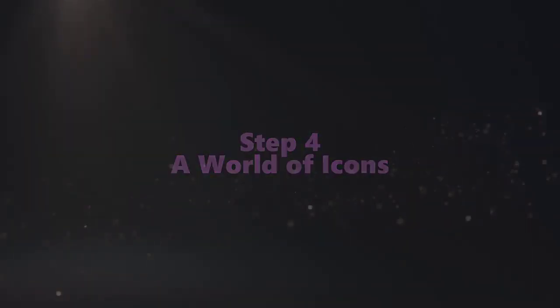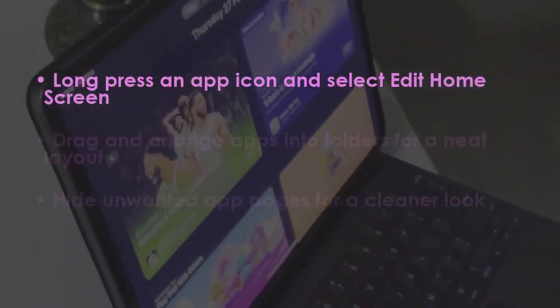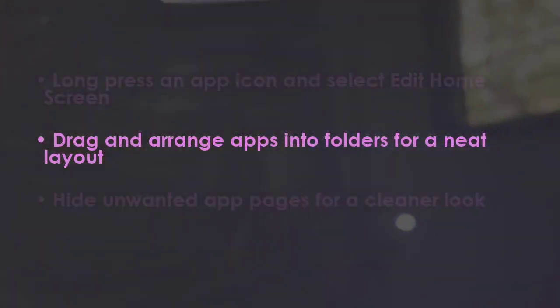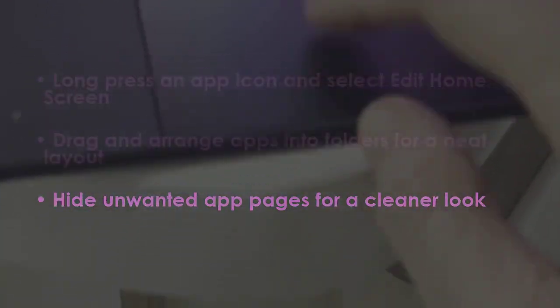In the next step, press and hold an app icon, then tap it at home screen. After that, drag and place apps into folders for an organized display. After that, hide extra app pages for a minimal look.